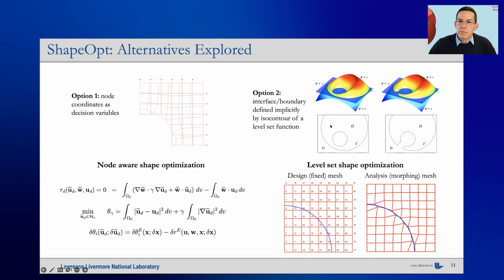And option two is one in which you have a higher dimensional level set function from which the zero iso-contour is used to provide the interface or the external boundary of our problem. In option one, we have just one mesh. In option two, for describing the level set field, we have one fixed background mesh that doesn't change, and an analysis mesh that we morph throughout the optimization problem to get our results.